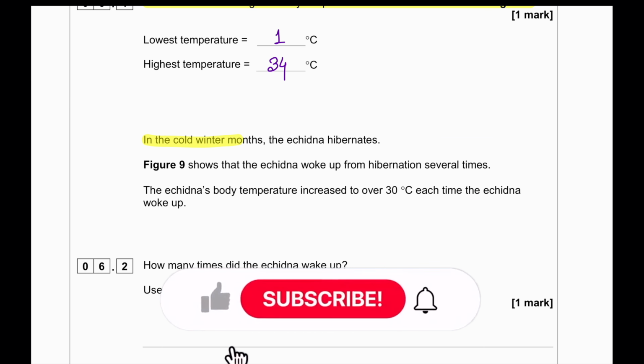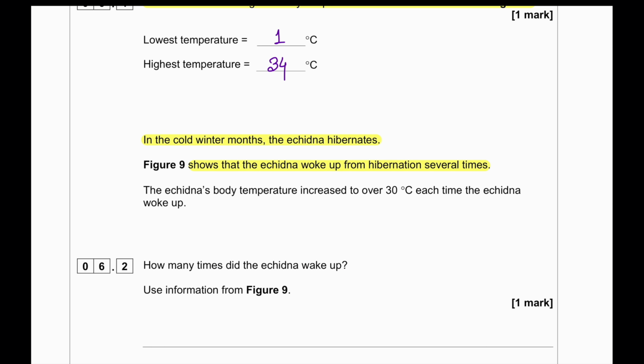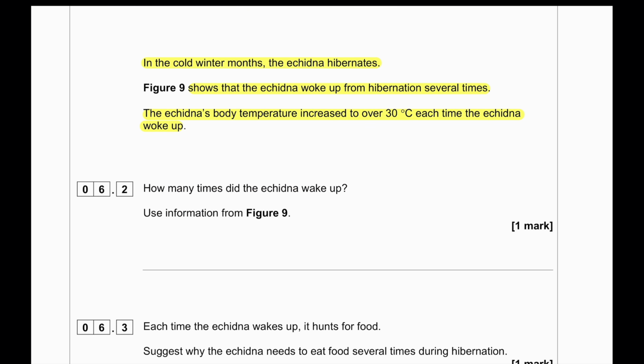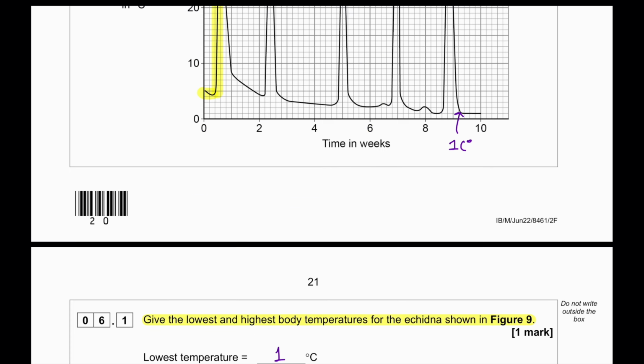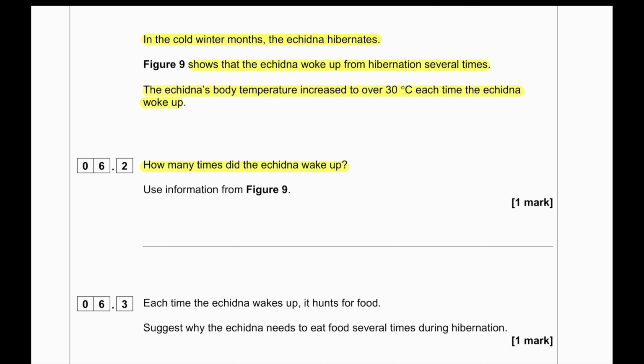In the cold winter months, the echidna hibernates. Figure 9 shows the echidna woke up from hibernation several times. The echidna's body temperature increases to over 30 degrees Celsius each time echidna woke up. How many times did the echidna wake up? So let's have a look. So total time in weeks given here is 10 weeks. Each time it wakes up, the body temperature rises. So 1, 2, 3, 4, 5. So within a period of 10 weeks, it wakes up 5 times.